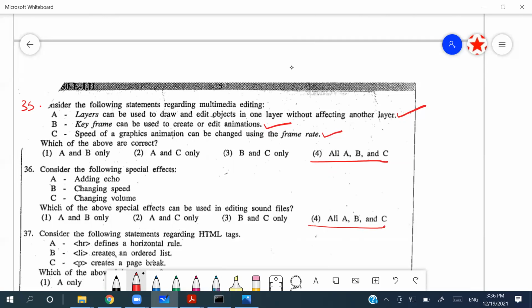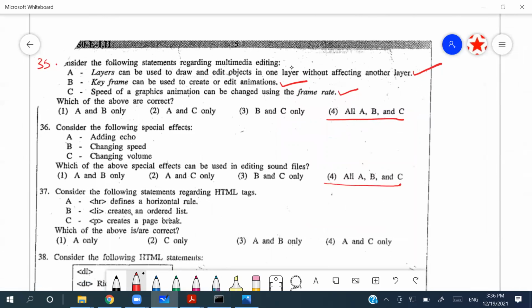37th. Consider the following statement regarding HTML tags. HR defines a horizontal rule. Yes, it does. LI creates an ordered list. No, it does not. An ordered list is created by OL. P creates a page break. No, people. It creates a paragraph. Page breaks are done by BR. Right? So it's A only, which is the correct one.